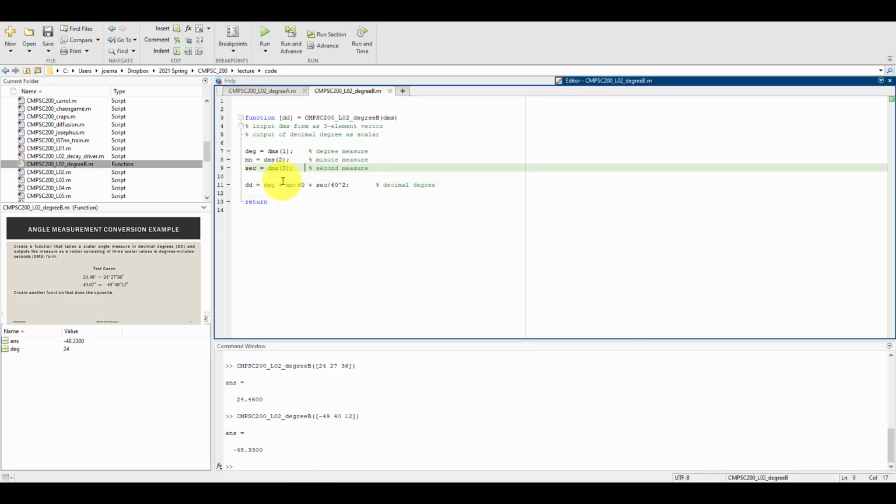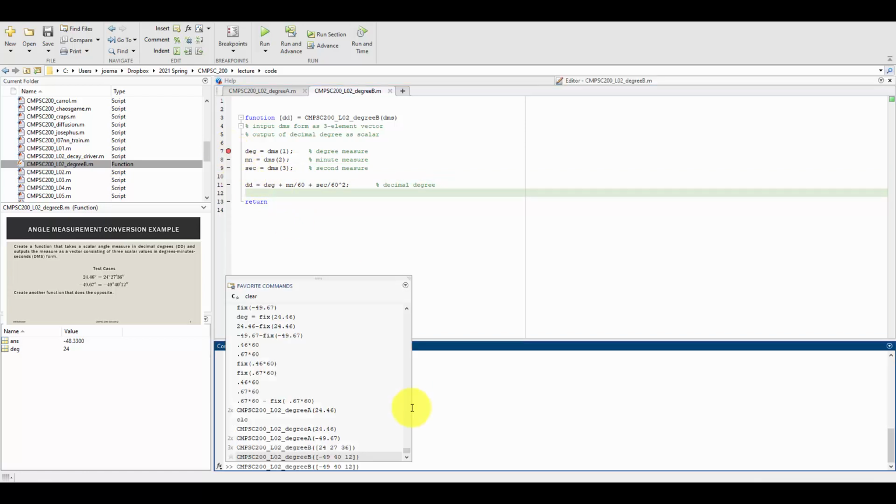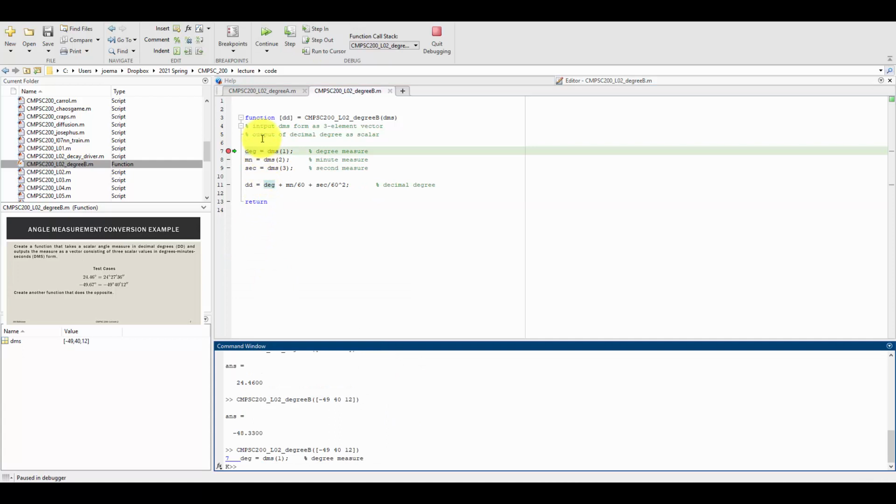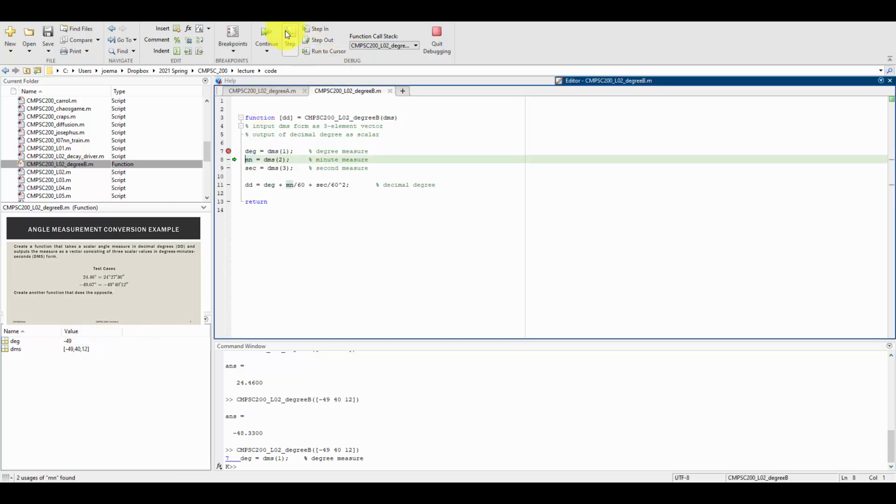So the problem is, well, let's step through and see what's happening. So I'll put that breakpoint in, and let's see. All right, so DMS is in, the negative 49, the minutes and seconds I'm always going to treat as, or assume are going to be, positive. So if I step, degree comes out as negative 49, so that's right. This comes out as positive 40, so that's right. Seconds comes out as 12, so that's right.